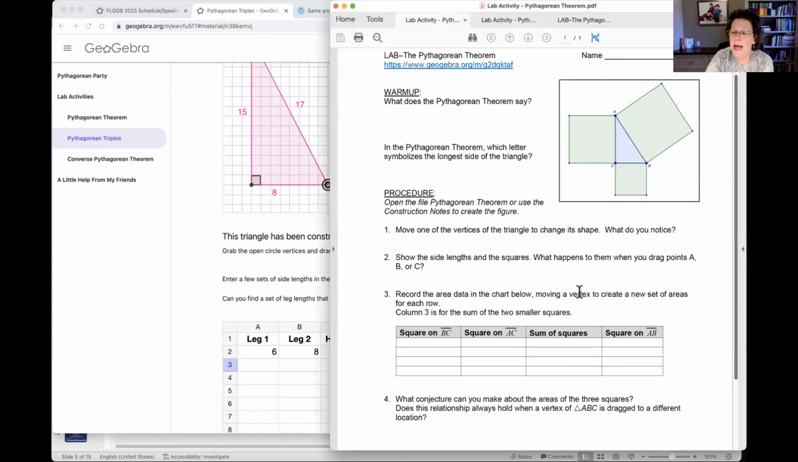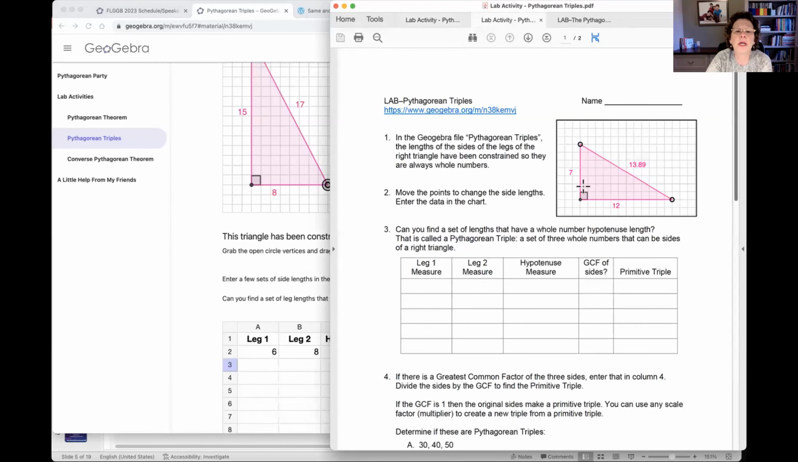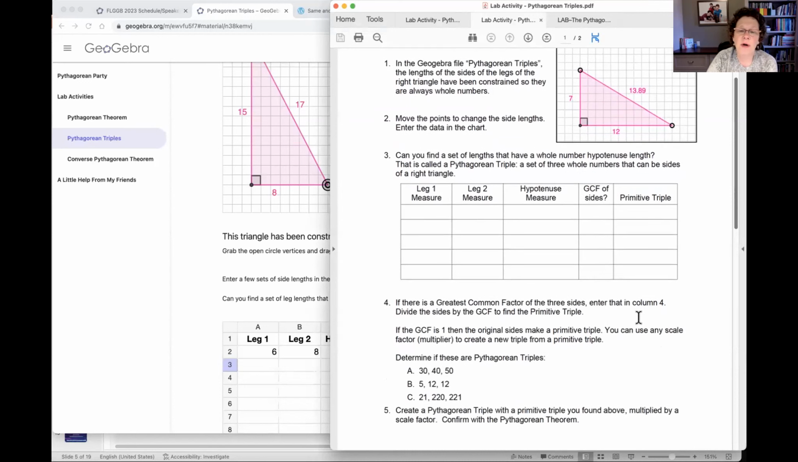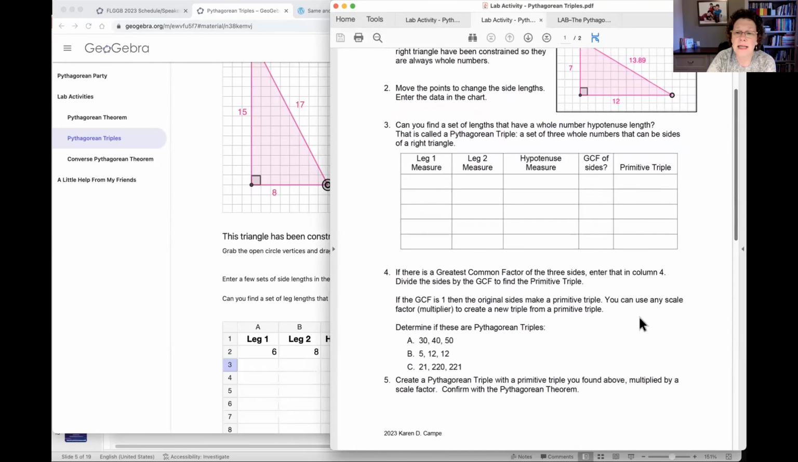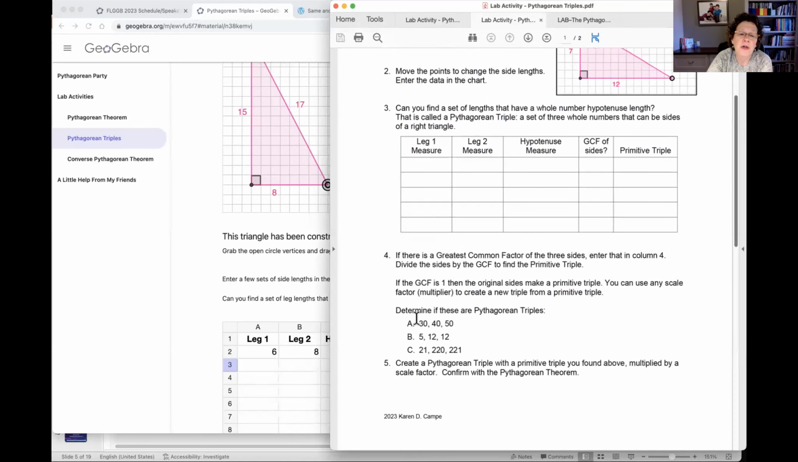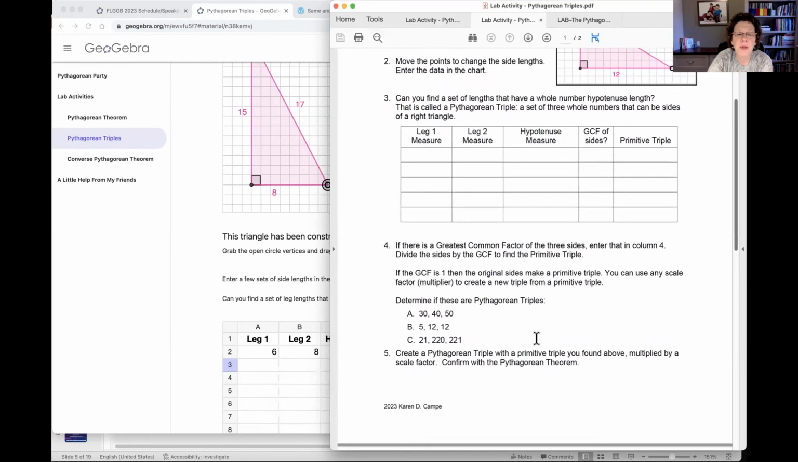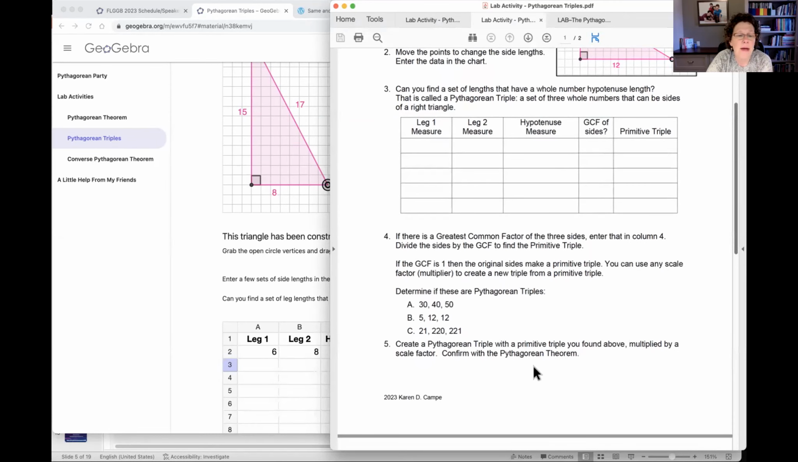So in the lab handout, students are working from the same information. They're going to record their data. If there's a greatest common factor of the three sides, enter that in your fourth column and divide. There's a little check for understanding, determine if these are Pythagorean triples. And the fifth step on the lab handout is create a Pythagorean triple with a primitive triple you found above, multiplied by a scale factor.